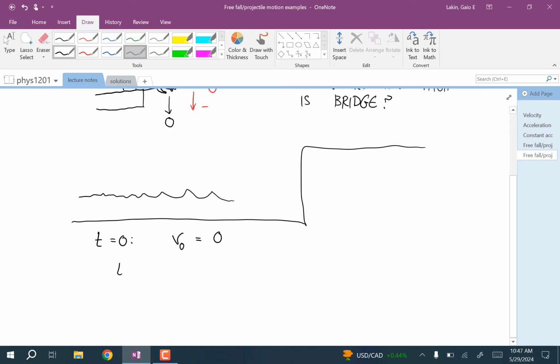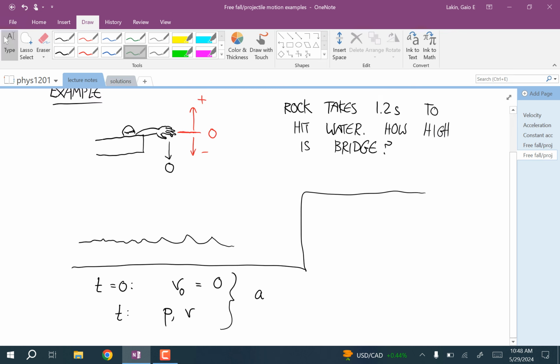And then for our time t, we're trying to find the position. We don't know what that is. It has some velocity. We don't care what that is. And then through all of this, we know that the acceleration is down at 9.8 meters per second squared. Since down is our negative, this is negative 9.8 meters per second squared.